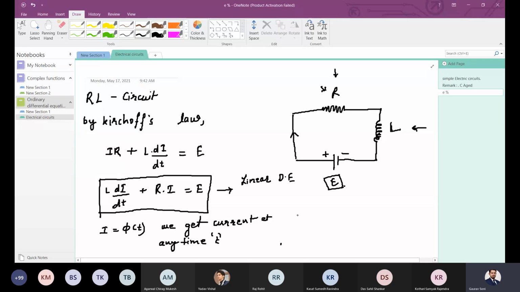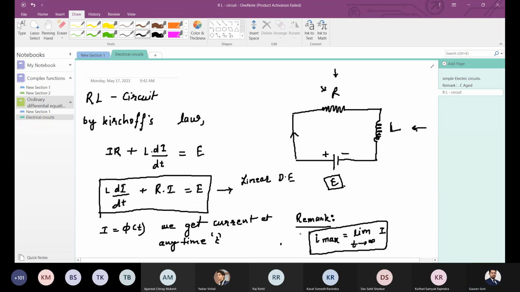Fine. With this, I will write down one remark here. So we can get the maximum current, I max, by the formula limit t tends to infinity of I. If I take the limit t tends to infinity, then I will get the maximum current. Please note this down, so that we will discuss one more circuit and go for examples.